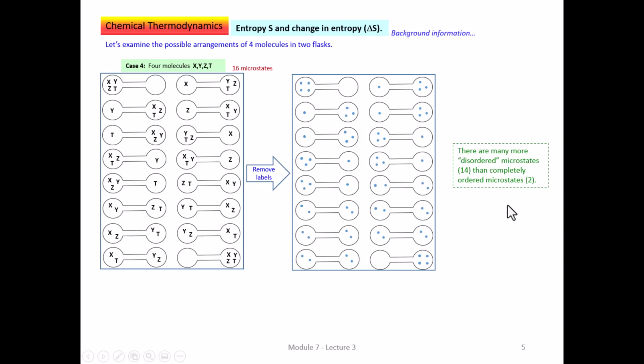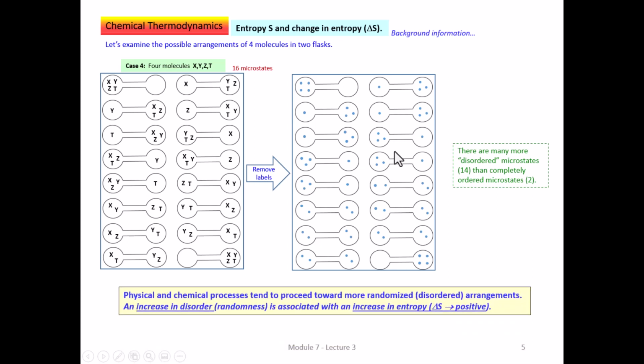There are many more disordered microstates. In fact, 14 if we define a disordered microstate as a microstate where the molecules are not all in one flask or the other. So there's 2 possibilities where things look very ordered. Other than that, there's 14 out of these 16 possible microstates show a more disordered arrangement. Physical and chemical processes tend to proceed toward more randomized or disordered arrangements.